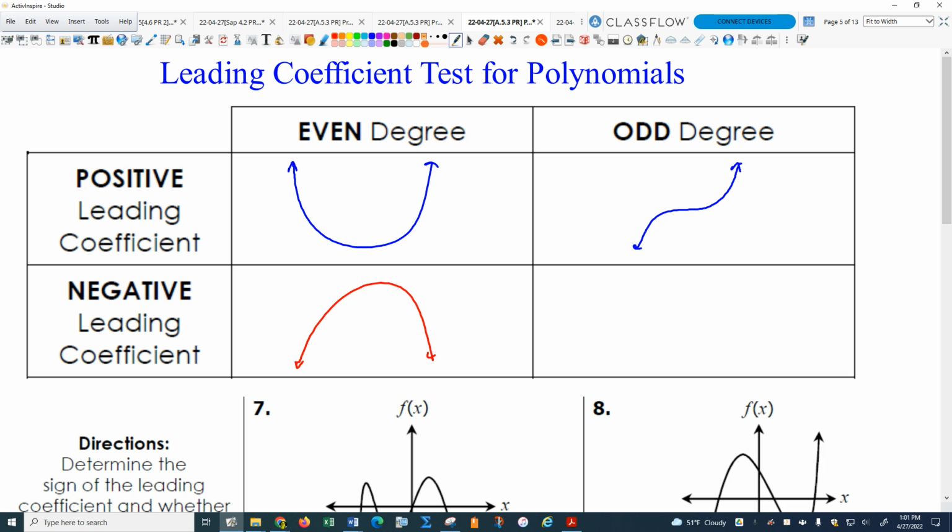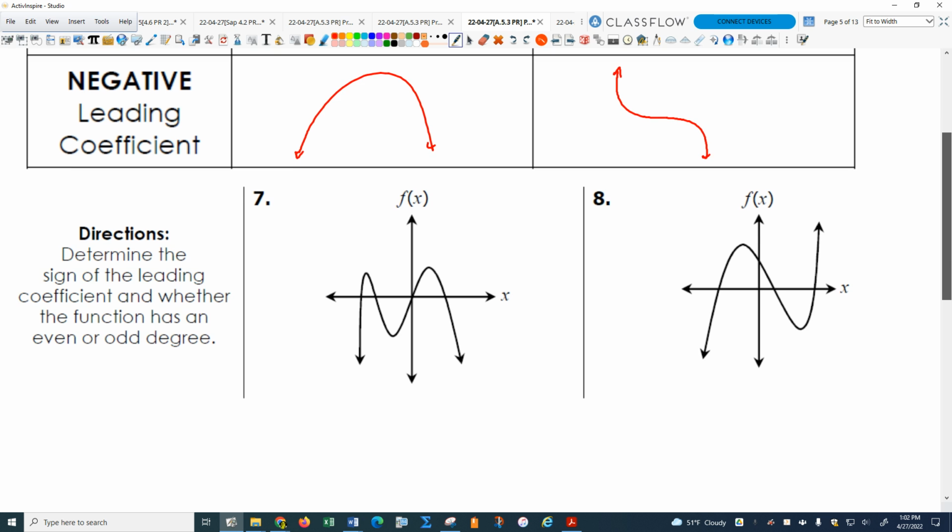So when I go to the left, is it going to go up or down? If I have a negative leading coefficient, it's going to go up. When I go to the right, it's going to go down. So it's going to look like that. Okay. All right.